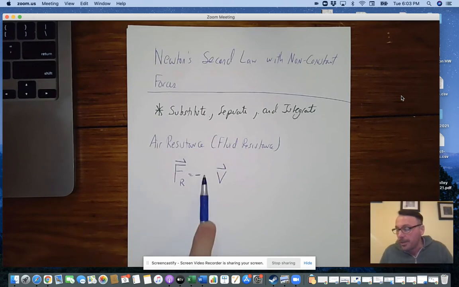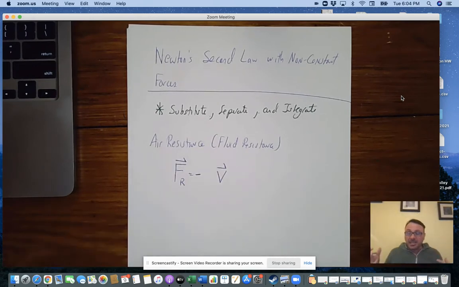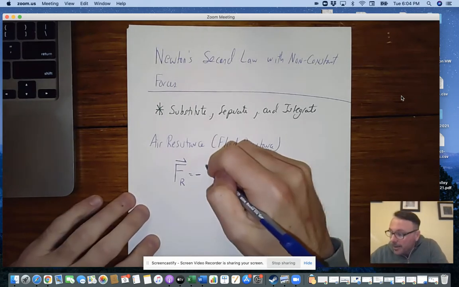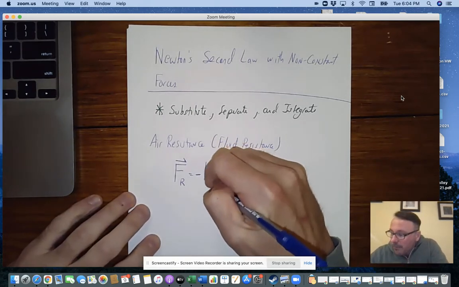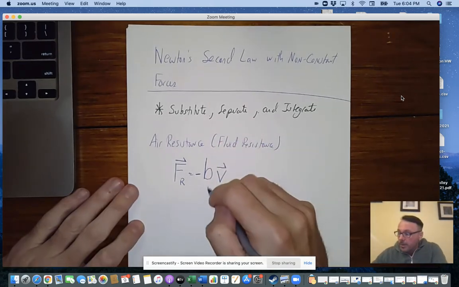Now, other things that matter here. Well, there's a bunch of physical things that matter. The density of the fluid matters. The viscosity of the fluid matters. As well as the frontal surface area matters, right? If you have a larger frontal surface area versus a smaller frontal surface area, all those things matter. In this class, we're just going to lump all those ideas into one constant, and that constant is b, right?